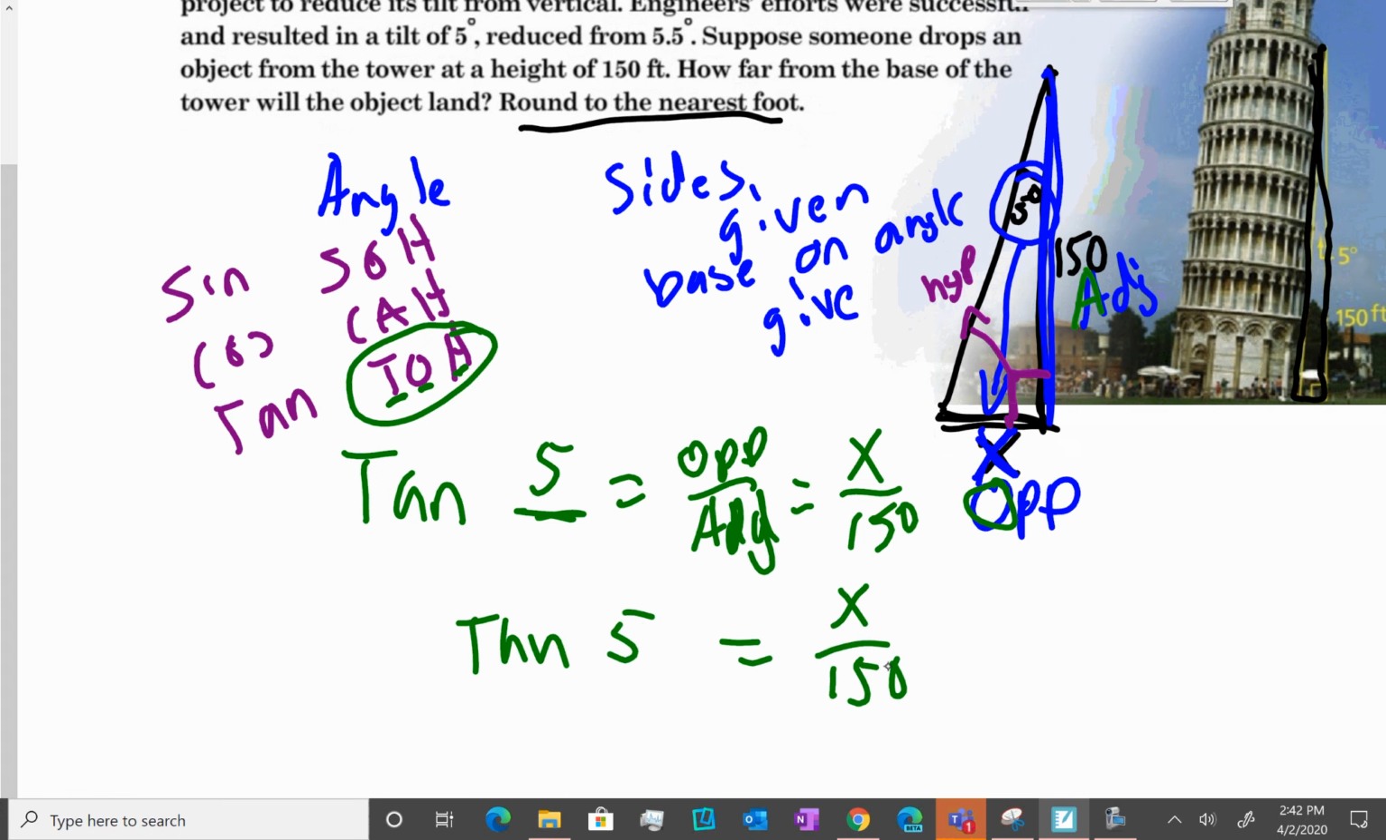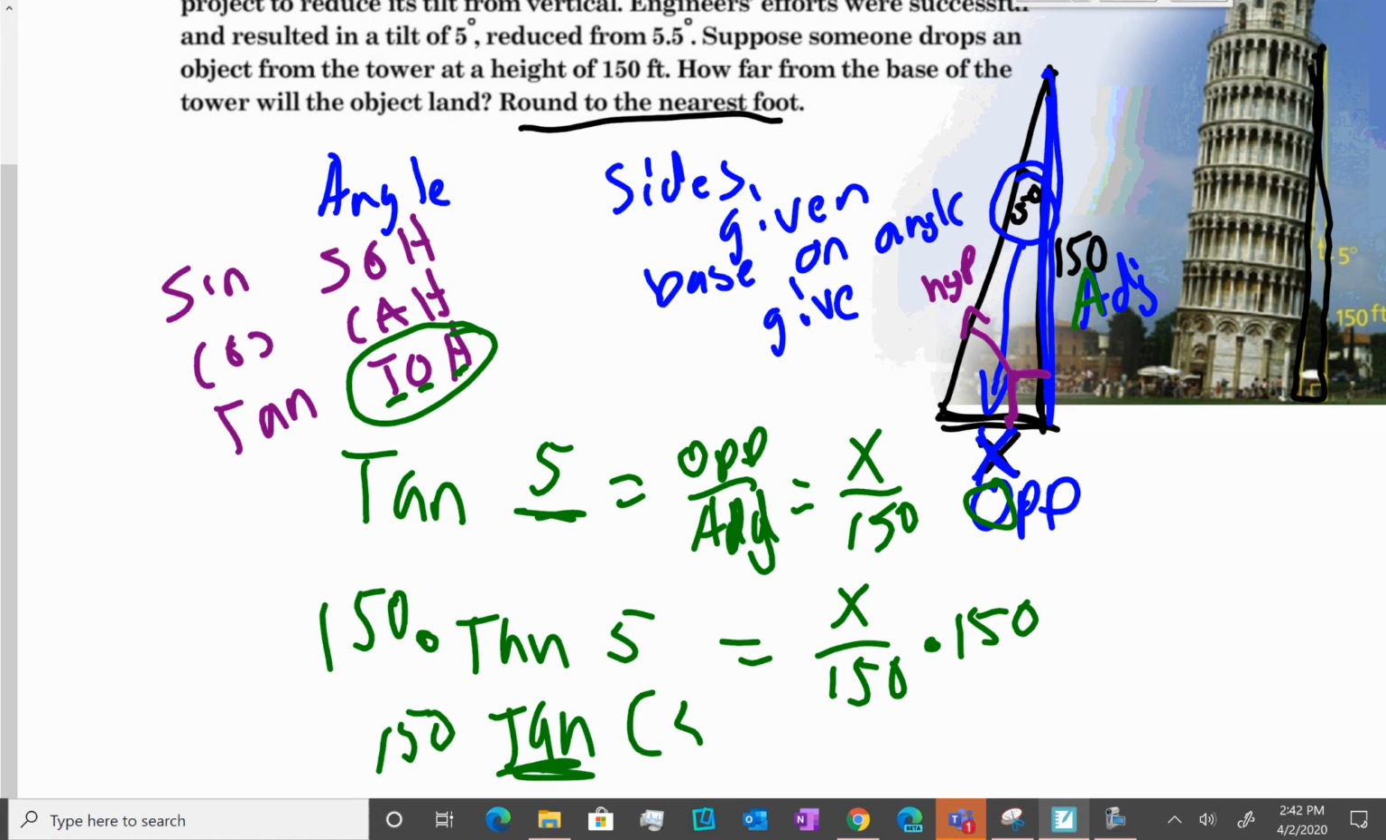Well, how do you get x by itself? How do you get rid of dividing by 150? You multiply by 150. So in my calculator, there's a TAN button. And so you're going to find that, and you're just going to type it just how it is. 150. You're going to push that TAN button. It's going to bring up a parenthesis. You put in 5, you close that parenthesis, and you hit enter.